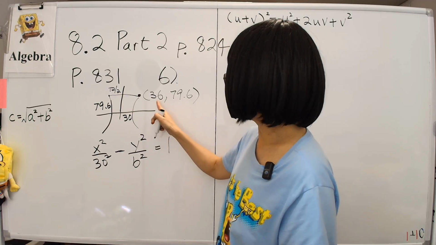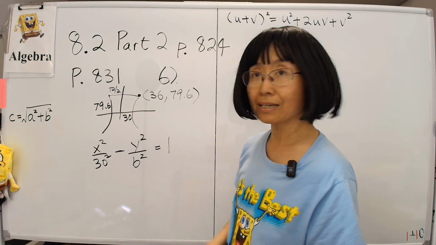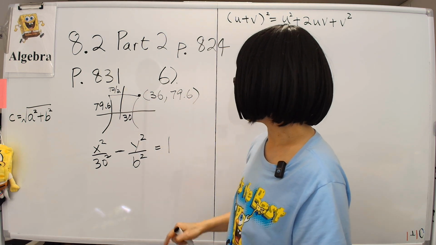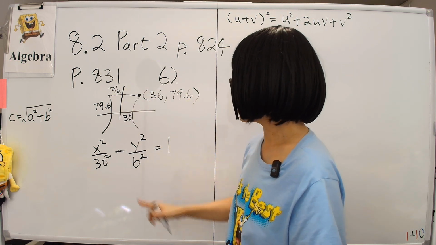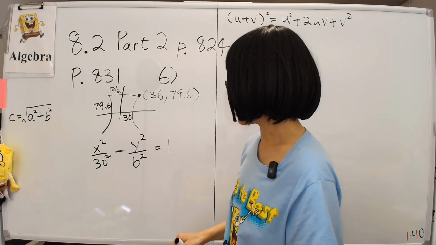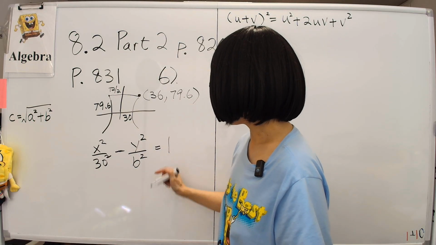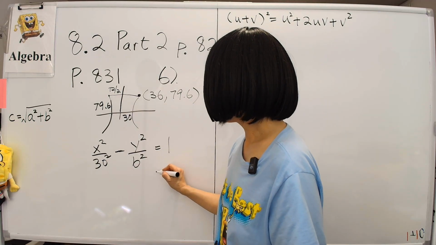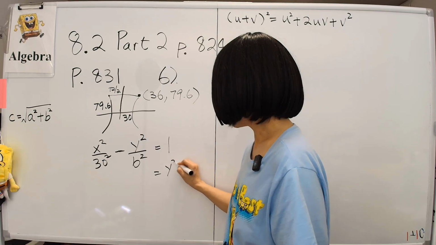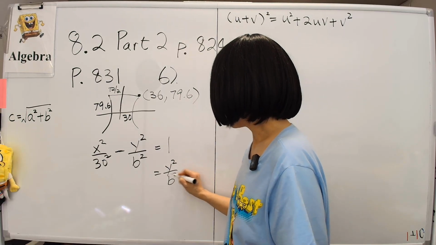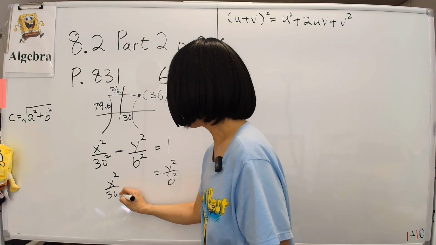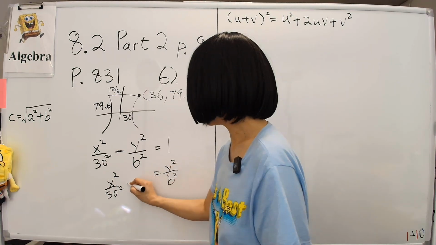Now we don't know b, but we know that when x is 36, y is equal to that 79.6 thing. So from that information alone, we can figure out what b is. Just plug x and y into this equation, and then we can calculate b. We'll move the whole thing over, so y squared over b squared will be equal to x squared over 30 squared minus 1, right?